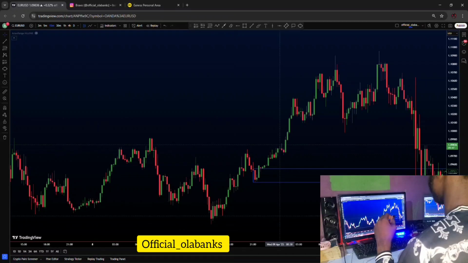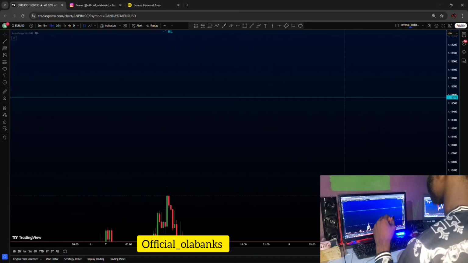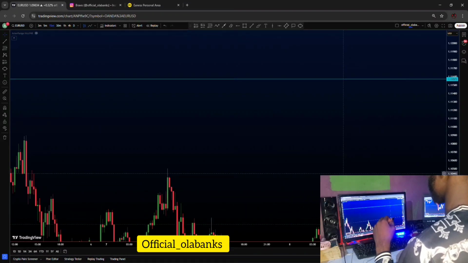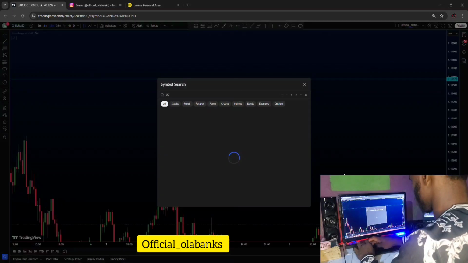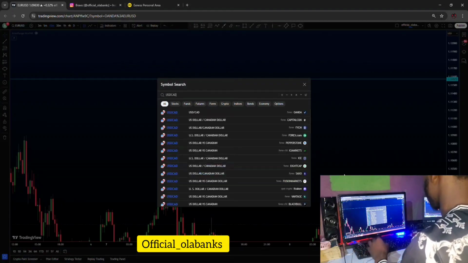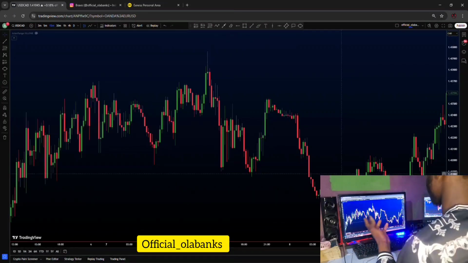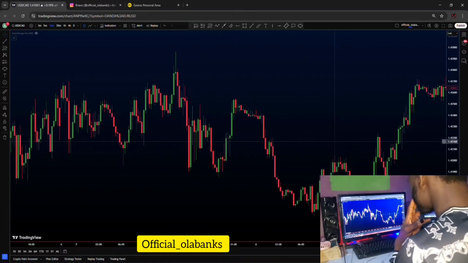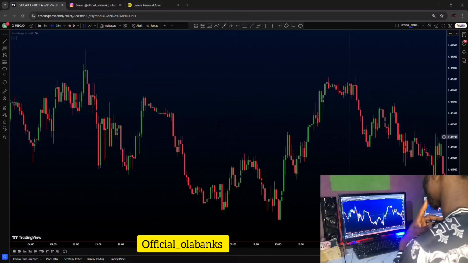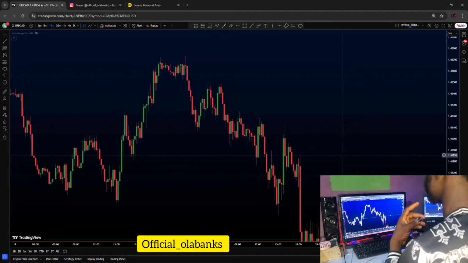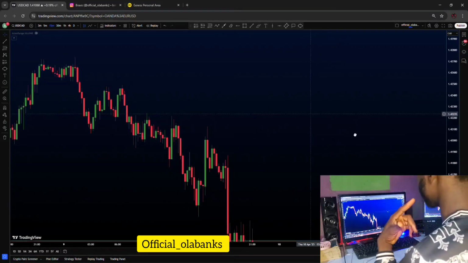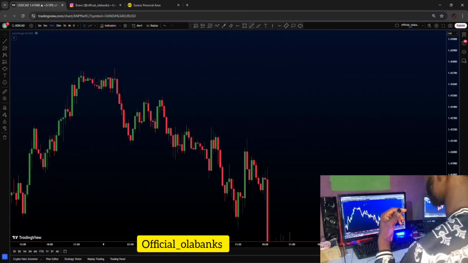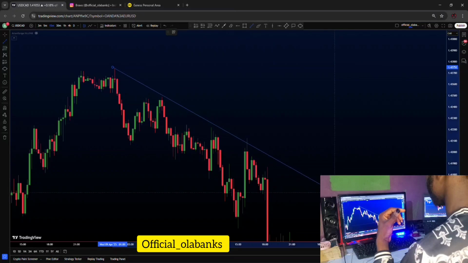Now let's say this is another example. Let's use USD CAD for this example. So for USD CAD, let's see. Okay, so that was a buy analysis. So let's see a sell analysis, if you can see anything.